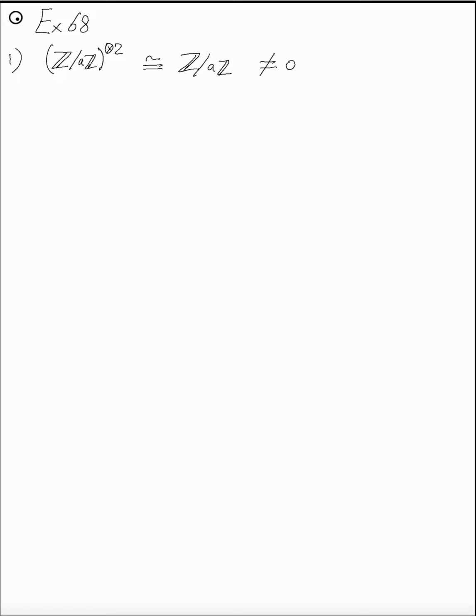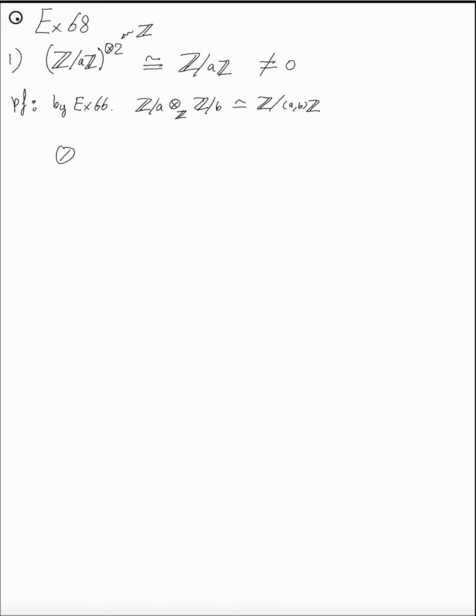So actually this is easy. We've already proved that. Exercise 65 or 66, I'm not sure. Maybe 65. Actually, we have proved that as a Z module. So here as a Z module, actually, we have proved this is this, right? So let's continue.